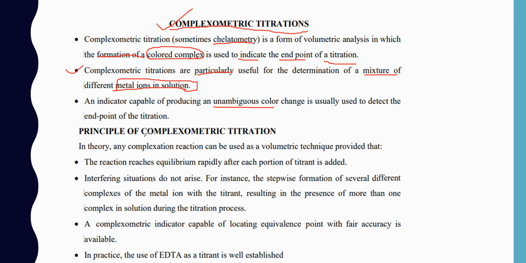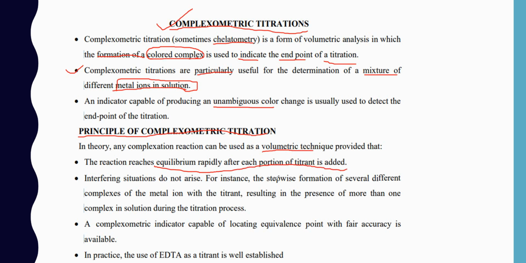Principle of complexometric titration. In theory, any complexation reaction can be used as a volumetric technique, provided that the reaction reaches equilibrium rapidly after each portion of titrant is added. So any complexation reaction we are dealing with can be used as a volumetric technique provided that the reaction reaches equilibrium rapidly after each portion of titrant is added.